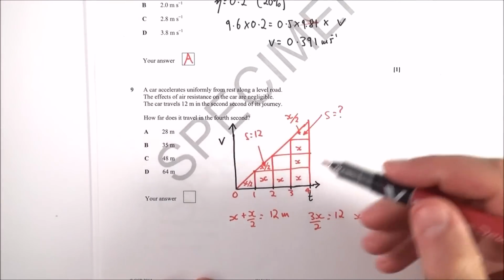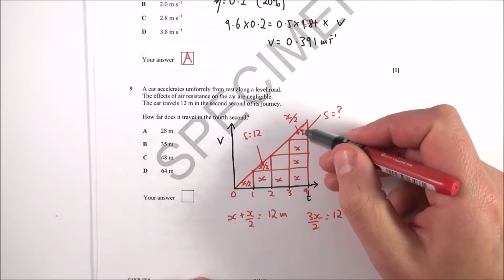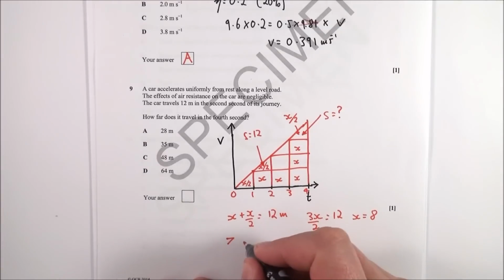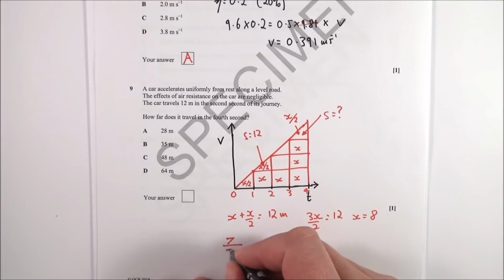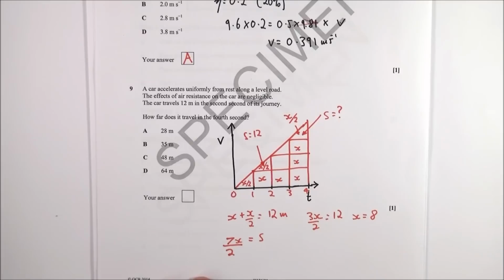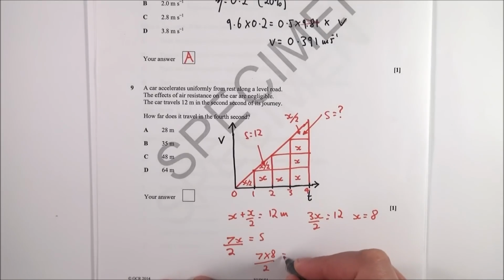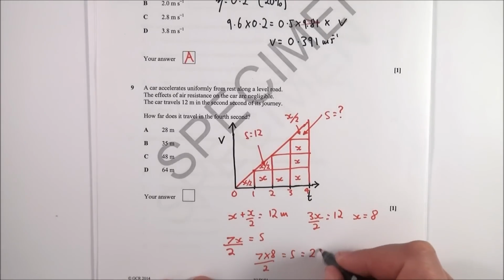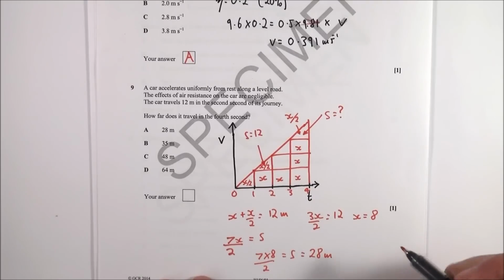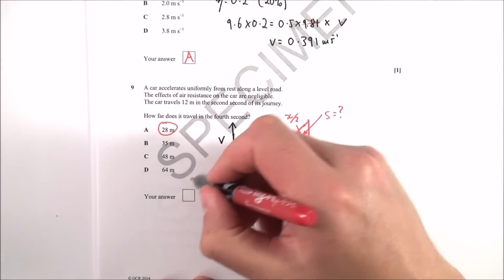Up here, we want to know the distance when it goes a total of x plus x plus x plus x over 2, which is 3.5x or 7 over 2 times x, and that's equal to our unknown displacement s. If x is equal to 8, then you've got 7 times 8 over 2 is equal to the displacement, which is equal to 56 over 2, which equals 28 metres. Okay, so the answer is A, it travels 28 metres.